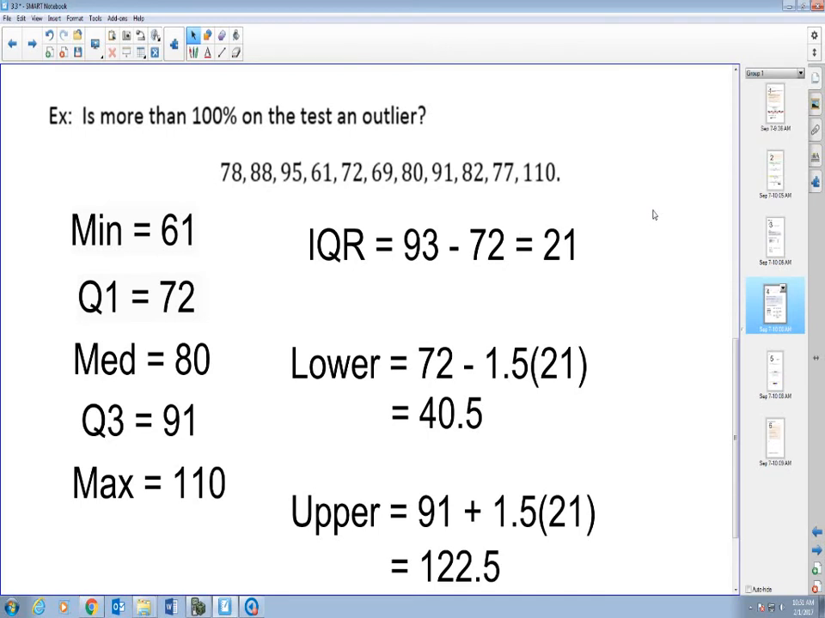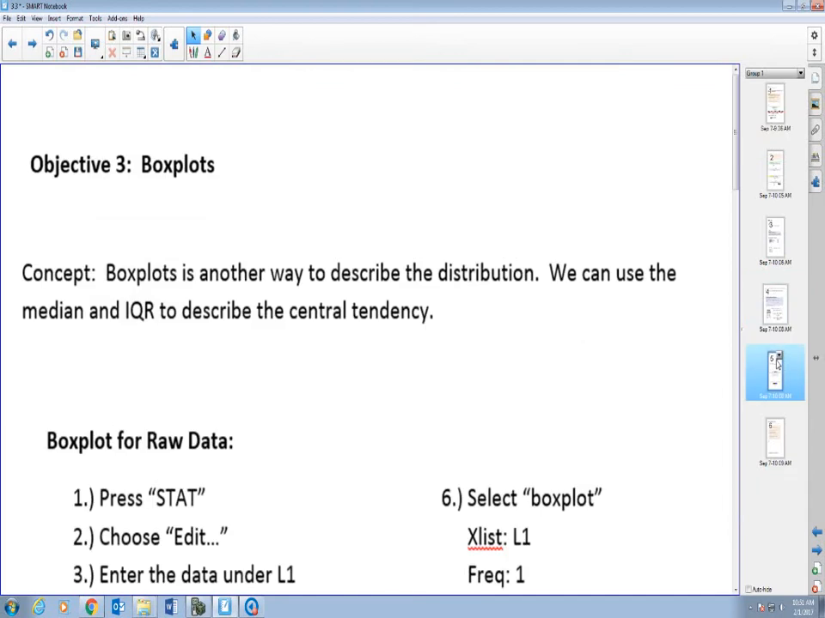All right. So another use for the 5-number summary is constructing what we call a box plot. A box plot is just another graph that we use to describe the distribution. It's another way to describe the distribution. We're seeing something called skew right, skew left, uniform, and the bell curve shape. Box plot is just another display.